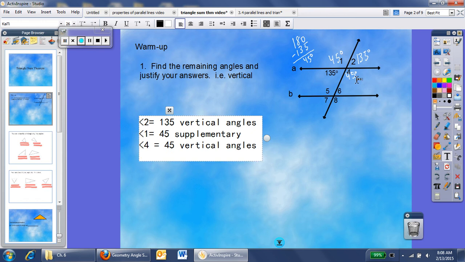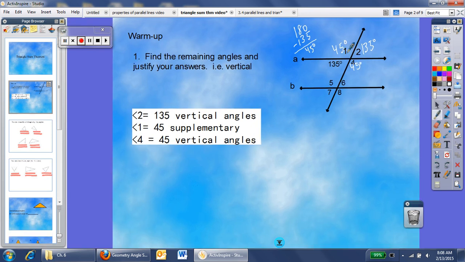Okay, moving down into this section here. If we look at all the corresponding angles, angle 1 is corresponding with angle 5, so this needs to be 45 degrees. Angle 5 and 8 are vertical, so this also is congruent, 45 degrees. In the same way, 135 degrees up here is corresponding with angle 7, so this must be 135 degrees. And 135 is vertical with angle 6, so this is also 135 degrees. And all of this to say that these two lines are parallel from the beginning.